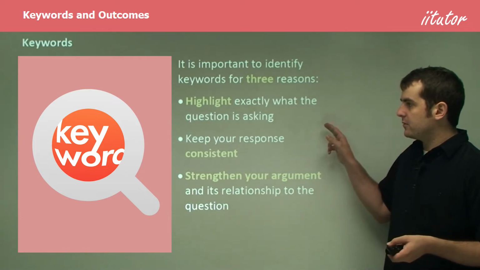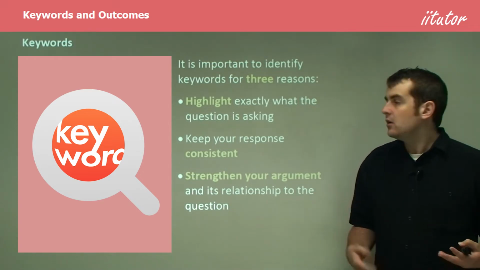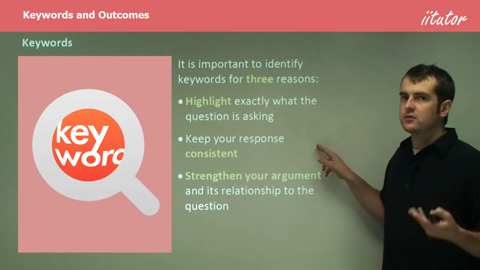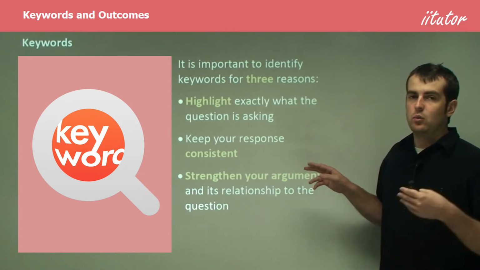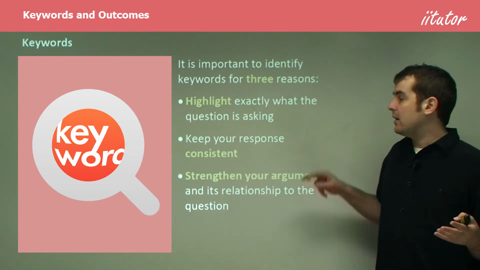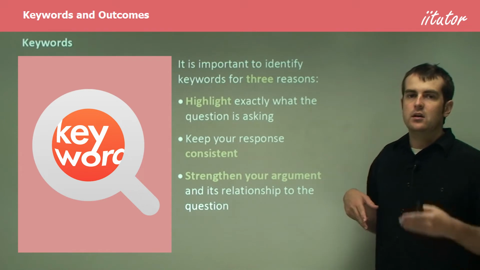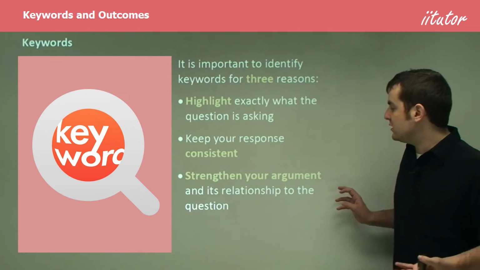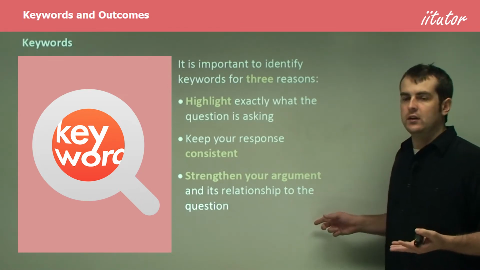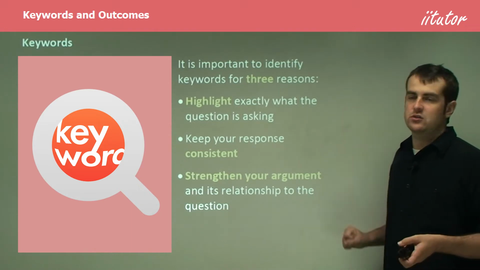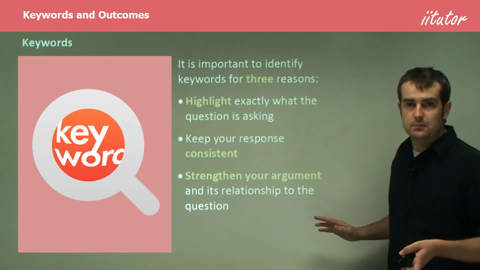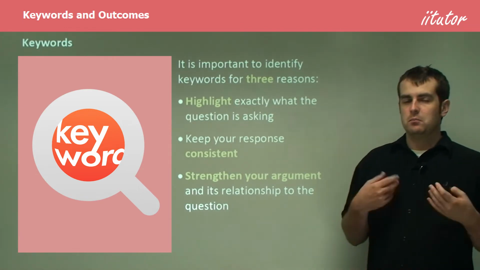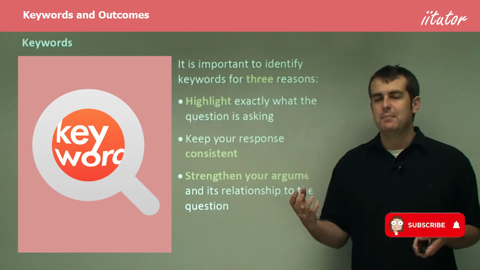So if it's asking how it represents something and you use that keyword, representation, then immediately you're highlighting what the question is asking. It keeps your response consistent, as in you're going to be focusing on representation and that aspect of the question, or other parts of the question, making sure that your response is consistently directed back towards the question. And it strengthens it, because it's not going in a different direction. By using those words, you're proving that your argument is related to the question. If you've got all those three things, then you are not only highlighting that you understand what the question is asking, but you're making sure that everything you're writing links directly back to that.